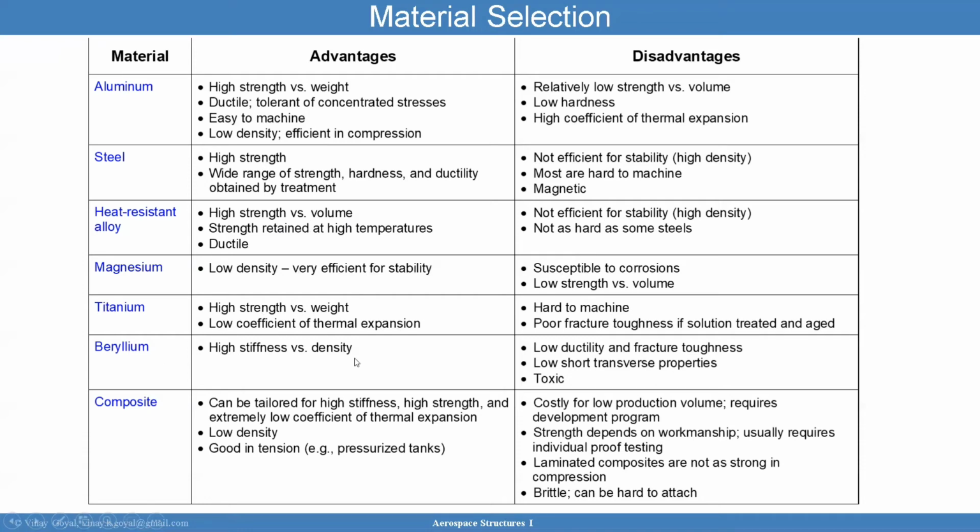Beryllium has high stiffness versus density, and the disadvantages are low ductility and fracture toughness, low short transverse properties, and it is toxic. Composites can be highly tailored for high stiffness and high strength, have low density, and are good in tension. The disadvantages are that they are costly for low production volume, require a development program, and the strength depends on the workmanship. So you have to do a lot of work here. It's expensive, and laminated composites may not be as strong in compression compared to these other metal materials. It can be brittle, and it can also be hard to attach.